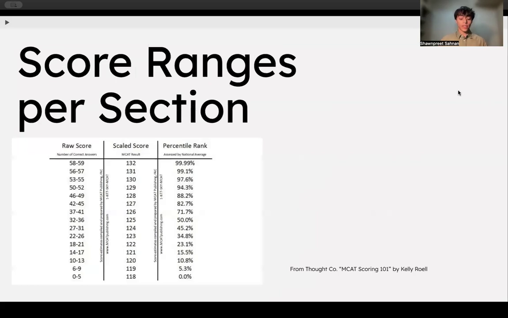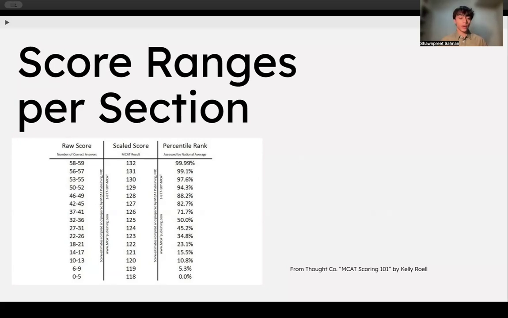Now, the score ranges per section don't really allow for a whole lot of margin for error if you're really trying to go for a very competitive score. The MCAT is scored up to 528. A 515 or above would be a 90th percentile score, which means that you can only really miss about 13 total points on the MCAT. That's not questions, that's points, which is an important distinction that I'll show here.